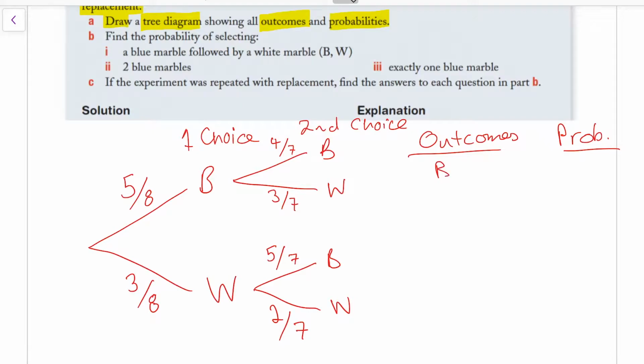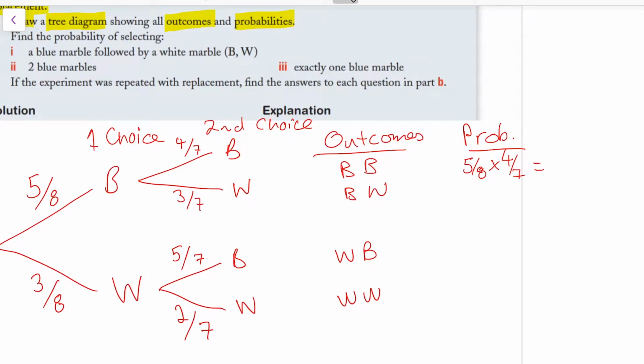My outcomes: blue blue, blue white, white blue, white white. So the probability is 5 over 8 times 4 over 7, which leaves me with 5 over 14. So we've ended up with 5 times 4 gets me 20 over 56, which simplifies to 5 over 14.